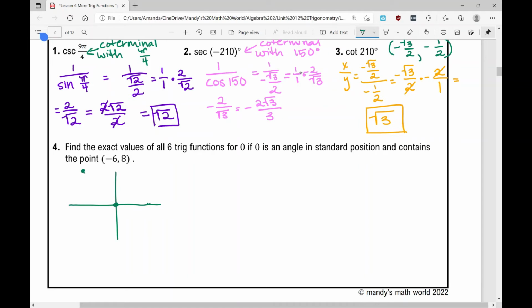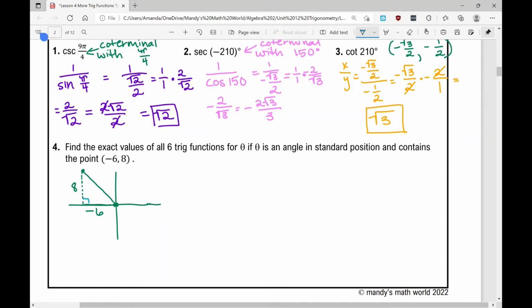Which means, right here, this is negative 6, and this is positive 8. So that lets me know the quadrant that it's in, okay? If I am looking to find the value of all 6 trig functions, I need to know the length of this hypotenuse, right? This is a triangle, and I can find the length of a missing side of a right triangle using the Pythagorean theorem.